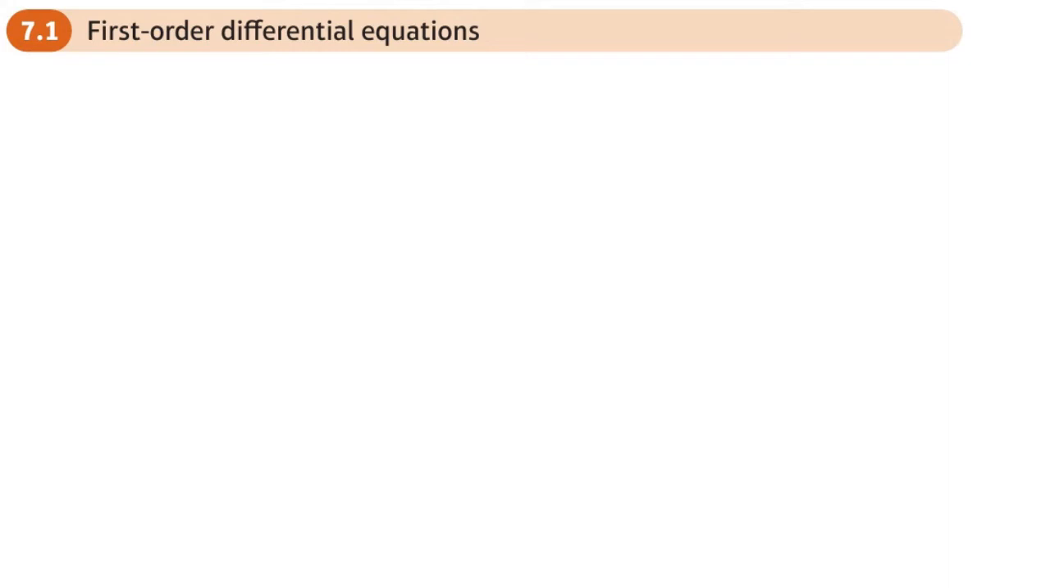This is the first section of chapter 7, which is methods in differential equations. And this section is all about first order differential equations. Now you would have first met first order differential equations in Pure 1.